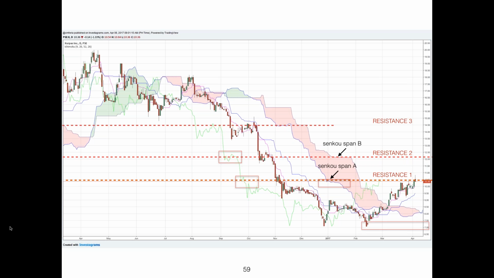Now, where is resistance 3? It is at the 1450 area. Again, you would find the Chikou span at the left, where it was the support in August 2016. You would also find the Senkou span A at that area. If price breaks above this level, the next resistance is near the 1650 area. This is resistance 4. There was a Chikou span range in July 2016. The Senkou span B is also located at that level.